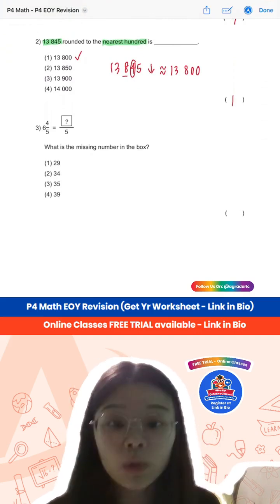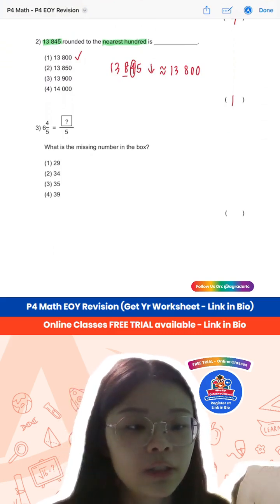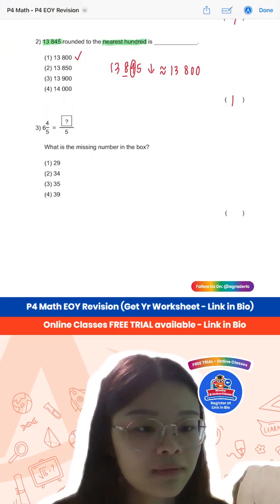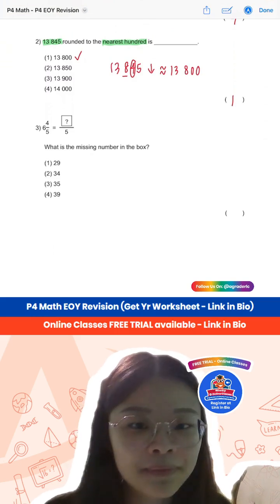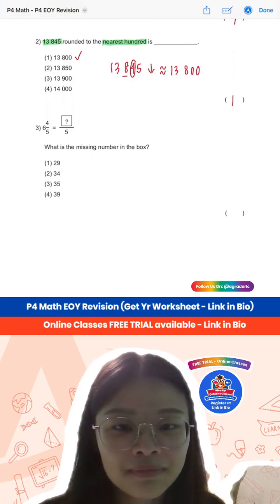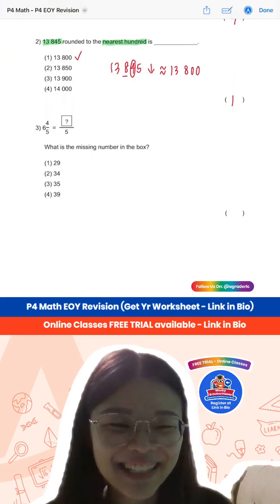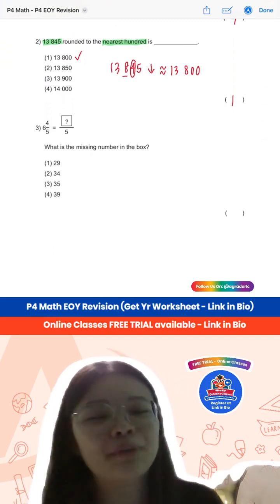Question 3: 6 wholes and 4/5 is the same as what over 5? Here we are looking for an improper fraction. If you still remember what improper fractions are. There is no Kahoot today, but we can still do this worksheet to revise for our P4 exams.